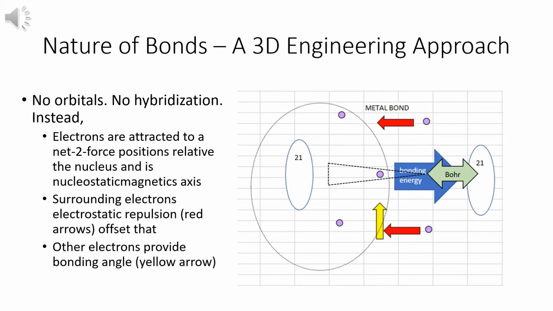Yet, I have added another part. Those electron-to-electron repulsions are at the side. So, that provides sideways forces to keep that electron at a bonding angle relative to the atom's nucleostatic magnetic axis. That is shown as the yellow arrow. In total, this provides a 3D engineering system for A, covalent molecular bonding, B, noble electronegative strength, and C, noble angles relative to the nucleus axis and to other bonds.